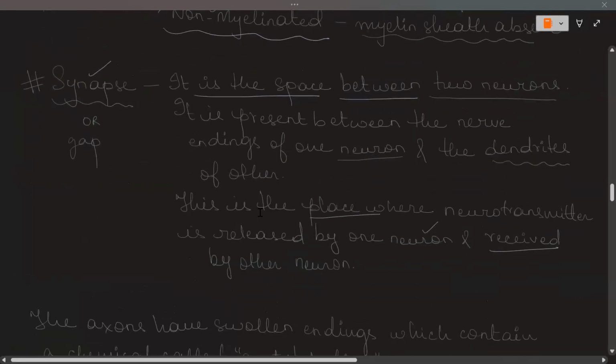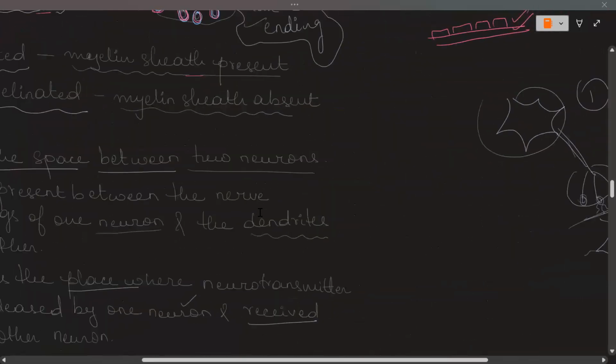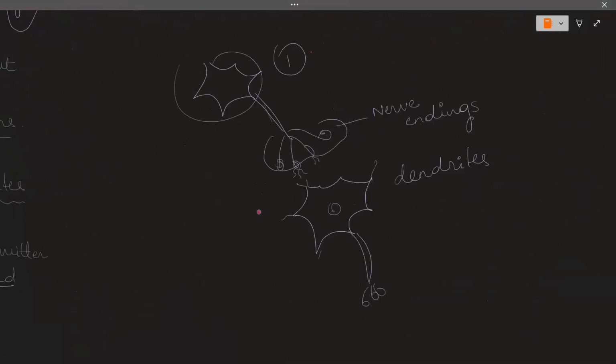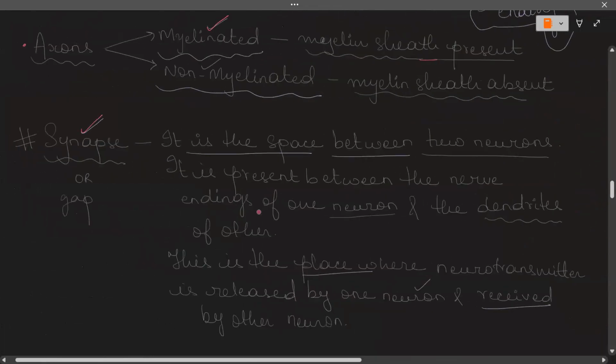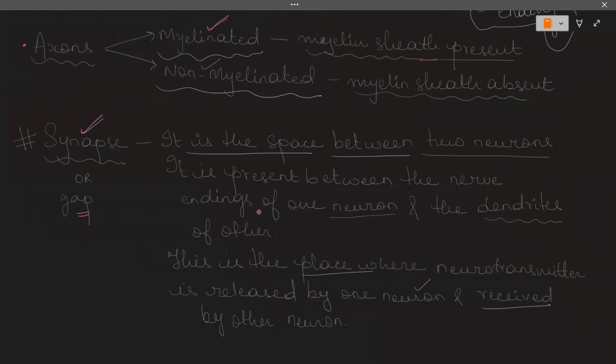Now we'll talk about a synapse. I've drawn it here. For example, this is neuron number 1. It has its dendrites and everything. Once the first neuron ends, the dendrites of another neuron start. But in between them there is a gap. In between each neuron, there is a gap, and that gap is what we call a synapse. This is the space between two neurons. It is present between the nerve endings of one neuron and the dendrites of the other.